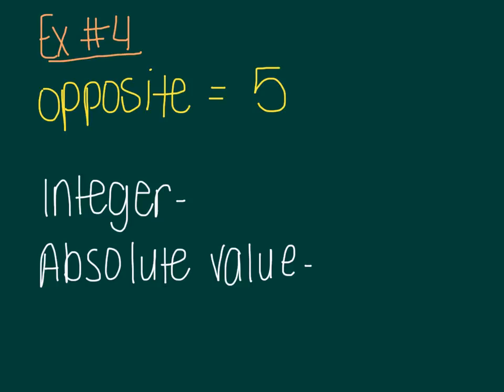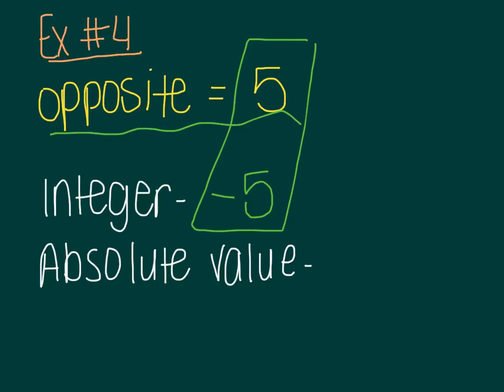Example number 4, now this one we did a little backwards. So we have the opposite this time, which is 5. So the integer has to be a -5 for these two to be opposites of each other. Now I'm working off my integer because that's always your base number, your integer. How many places away from 0 is -5? Well, it's 5 places from 0 on a number line. So that's my absolute value.